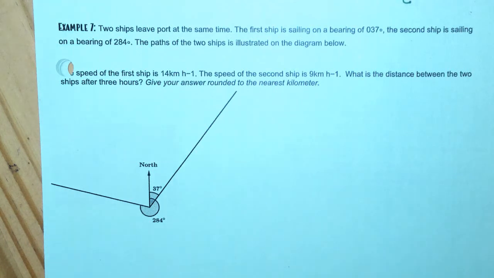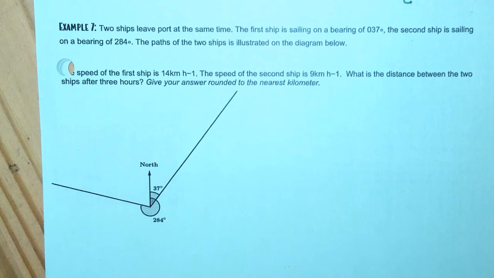Hold on. I rearranged it on mine. I had to find it. Okay, so two ships leave port at the same time. The first ship is sailing on a bearing of 037, and the second ship is sailing on a bearing of 284 degrees. The path of the two ships is illustrated in the diagram below.